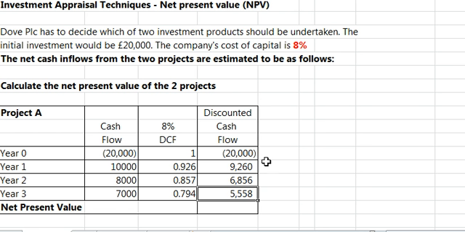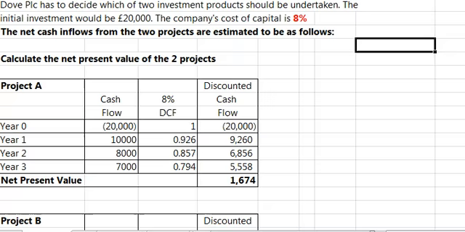Once we've discounted the cash flows, we need to work out our net present value. So what you do, if you put minus 20,000 in your calculator and add these three figures on, you'll get a figure of 1674. Okay, and basically you need to think about this: if a net present value is positive, then it's actually a project which should be undertaken.